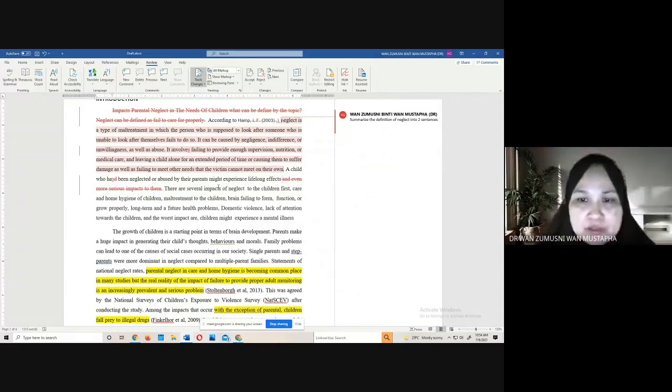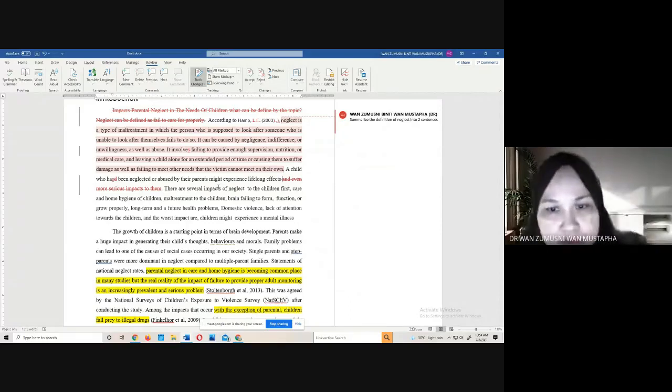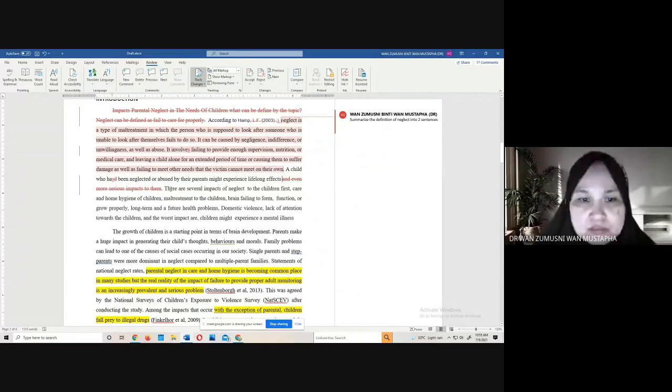In parental neglect, what aspects? One is the definition, and secondly, children are neglected in terms of their needs. What kind of needs? Emotional needs, physical needs, social needs. So you might want to include that. "There are several impacts of neglect to the children. First, care and home hygiene, maltreatment, brain failing to form function." This is domestic violence. This is quite suitable for the thesis statement. So this is what we call the thesis statement.